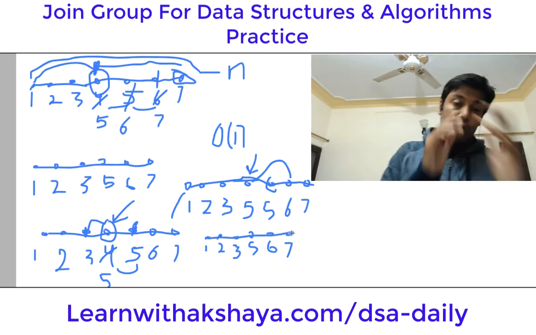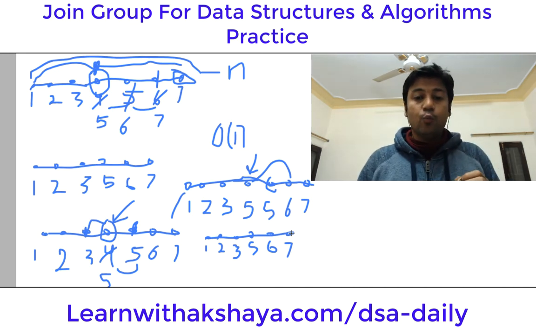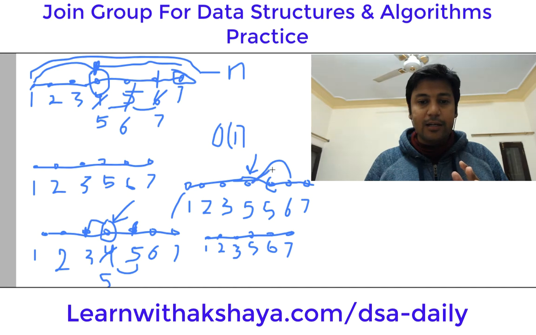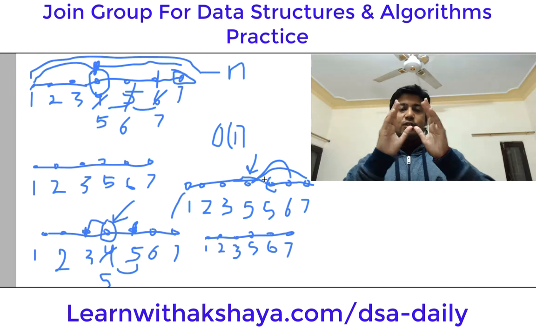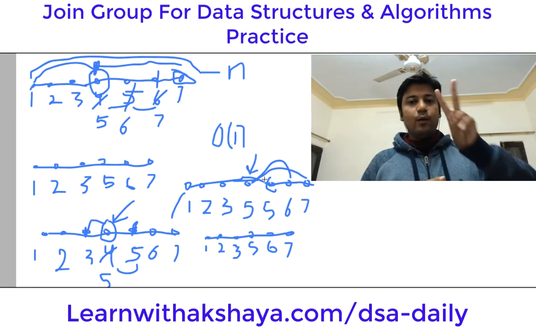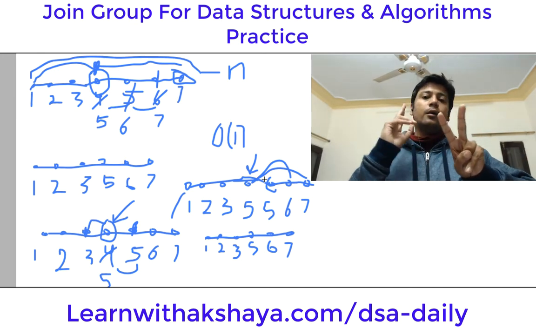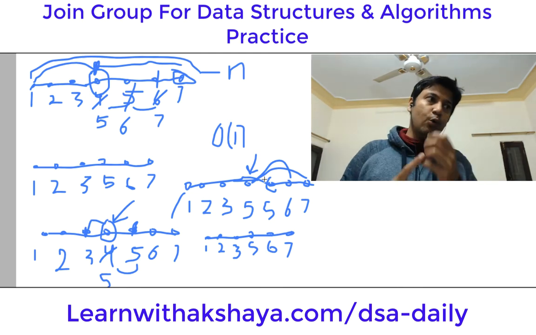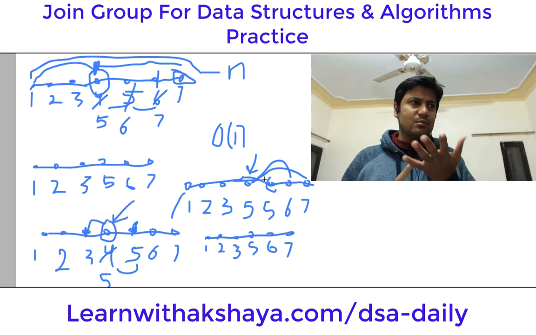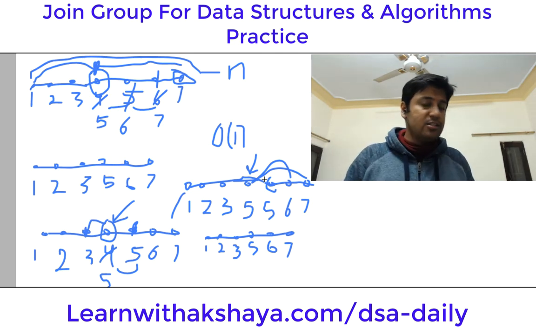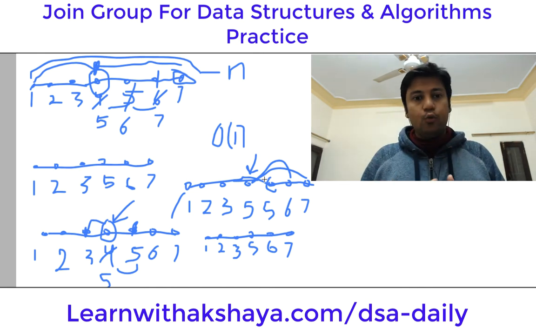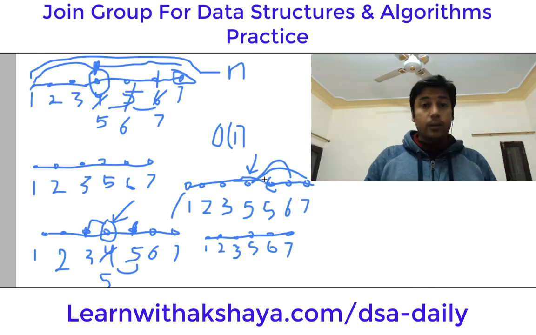Why is it being done in order 1? Because we don't have to traverse the entire list. We don't have to traverse the entire list from here up to here. We are just copying one node's value, and then we are just applying the next pointer only 1 or 2 times, right? Which is basically countable as 3 or 4, basically a fixed number, right? And that's why the complexity is constant. So the time complexity is going to be order 1.